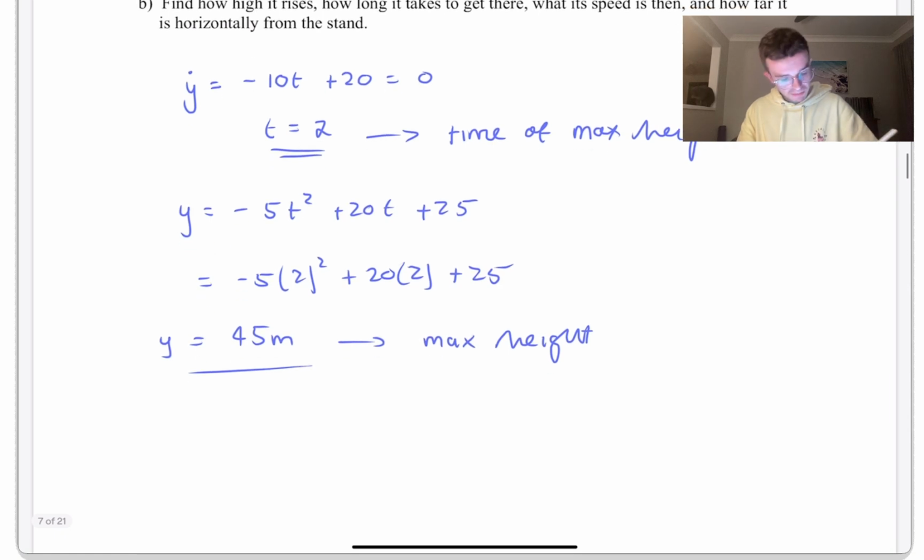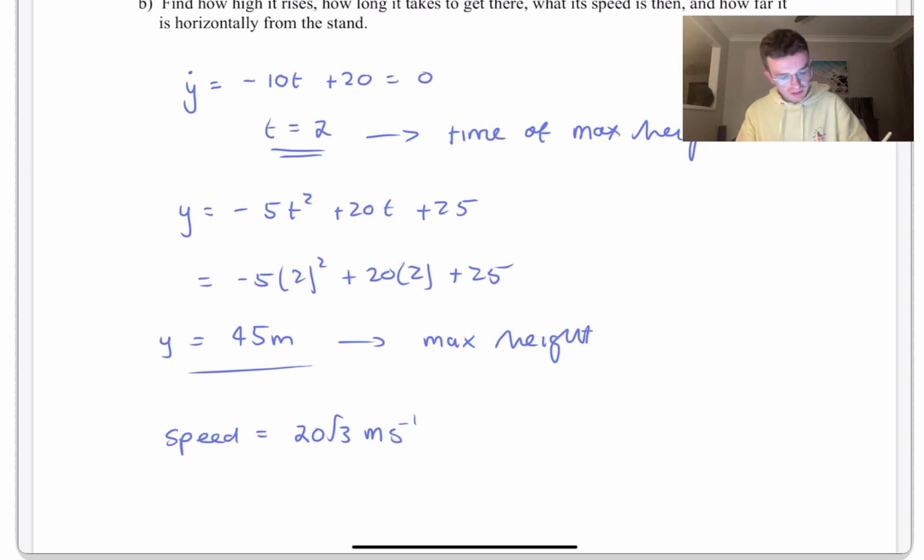We want to know its speed then. So the speed is just going to be its x speed because it doesn't have a y speed, which is 20 root 3 meters per second. That's that constant x velocity.